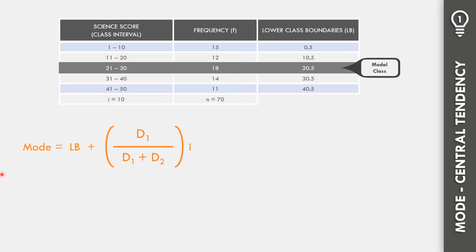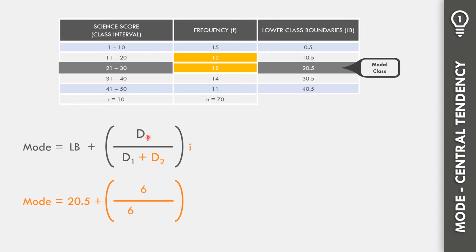Let us solve now for the mode. The formula: LB plus the quantity d sub 1 over d sub 1 plus d sub 2 times the interval. The lower boundary of the modal class is 20.5 plus the d sub 1, the frequency of the modal class subtracted by the next lower class, so that is 18 minus 12, which is equal to 6. So we write 6 in the numerator for d sub 1, also in the denominator for d sub 1. Plus, we need to get d sub 2, the frequency of the modal class subtracted by the next upper class, so 18 minus 14, that is equal to 4. The interval is equal to 10.